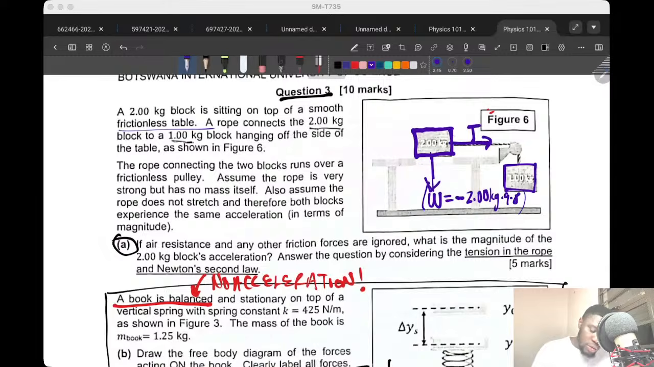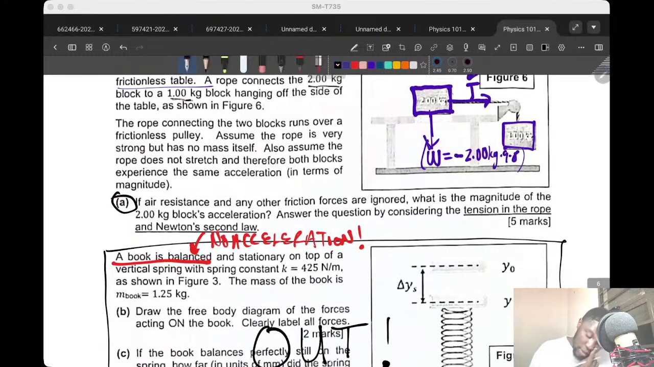But does it matter, this one? No, it doesn't matter. Why doesn't it matter? Because we don't care about up and down. We do not care about up and down right now. Like, this thing is on a table, so obviously it won't go up and down. We're looking at horizontal. So horizontal, since there's only one force, of course there is going to be some acceleration. Now let's go and find out what they say.